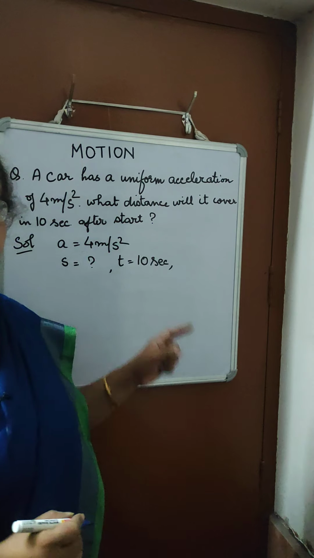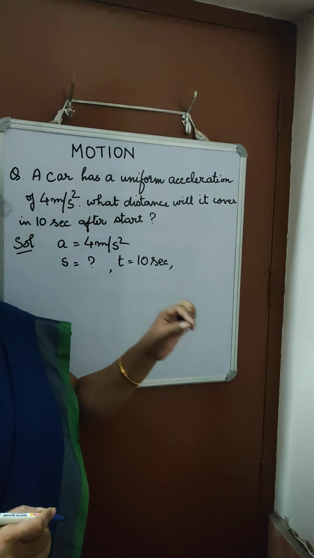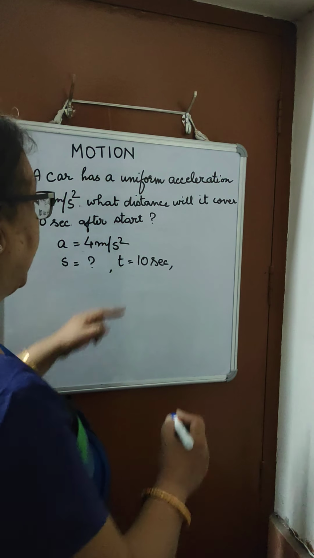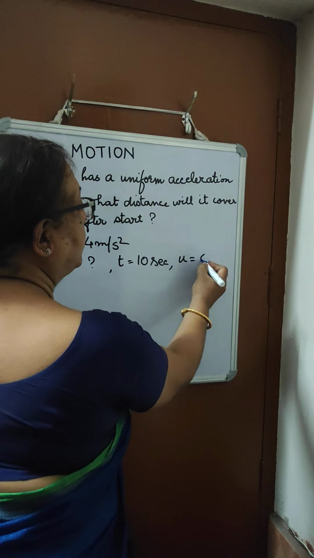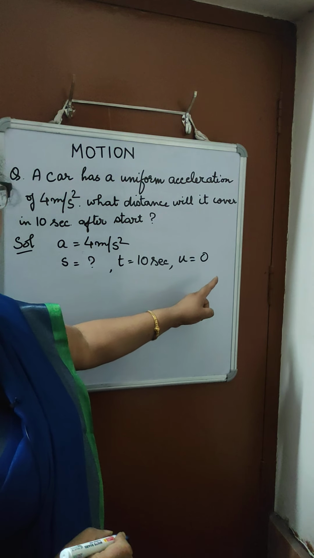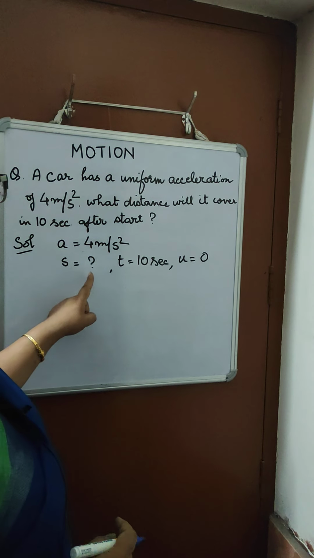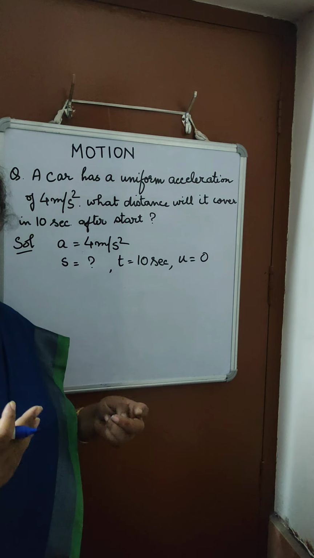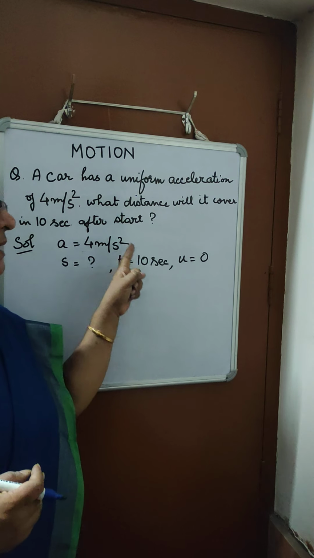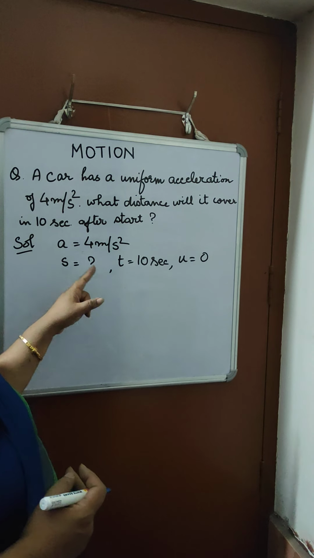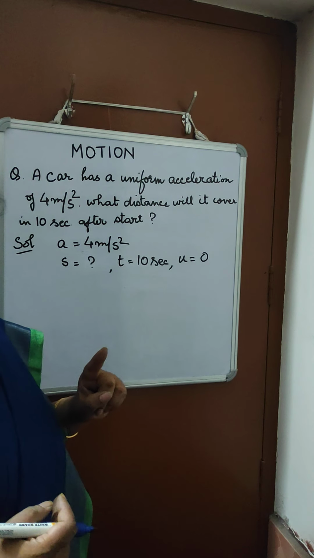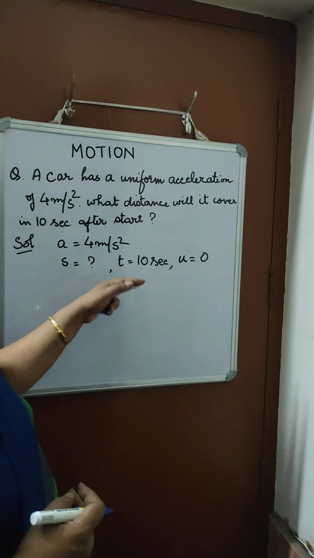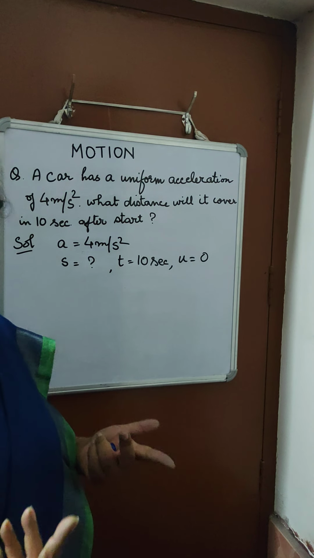And what else? After start, that is it just started, so initial velocity is 0. After start, so initially it was at rest, so initial velocity is 0. We need to find the distance. You have 3 equations of motion. You can use any one according to the data given. So here what can we use? The second equation of motion, s = ut + ½at². We can easily use the second equation of motion.